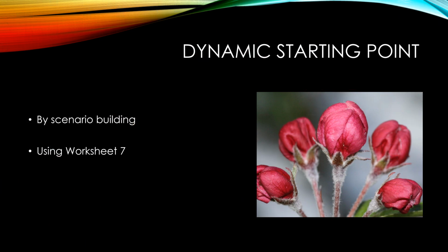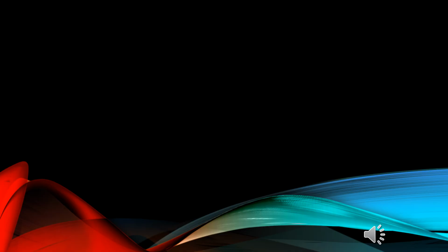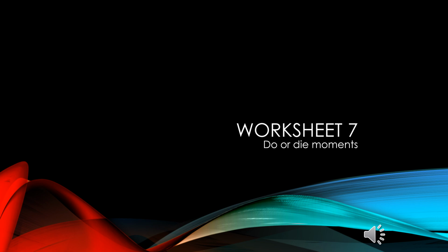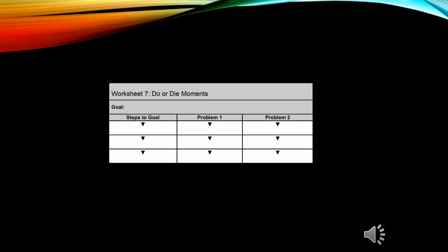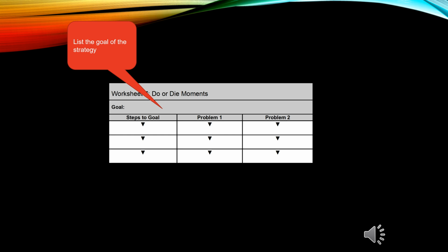Scenario building requires you to use Worksheet 7. Worksheet 7 is known as do or die moments. The instructions for completing Worksheet 7 are as follows. List the goal of the strategy here. List all steps from start to finish in chronological order, one per box.